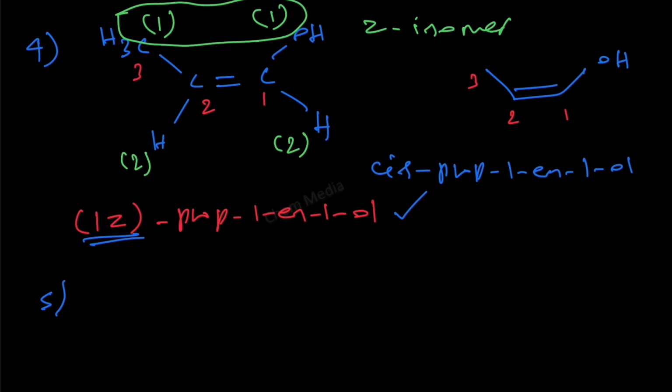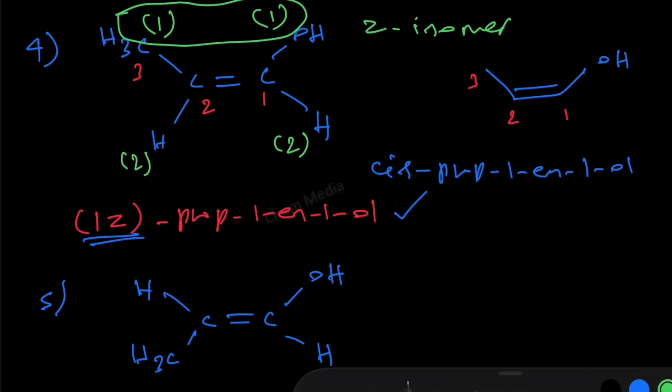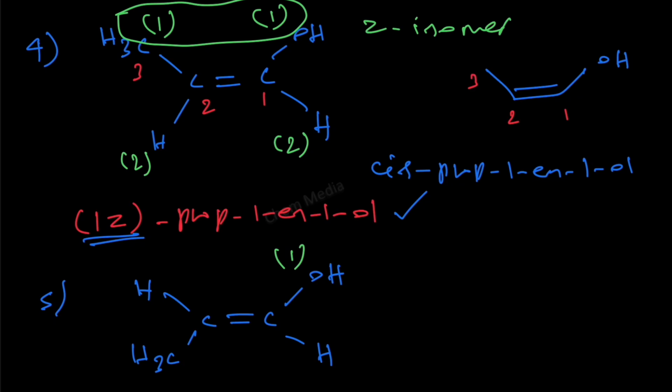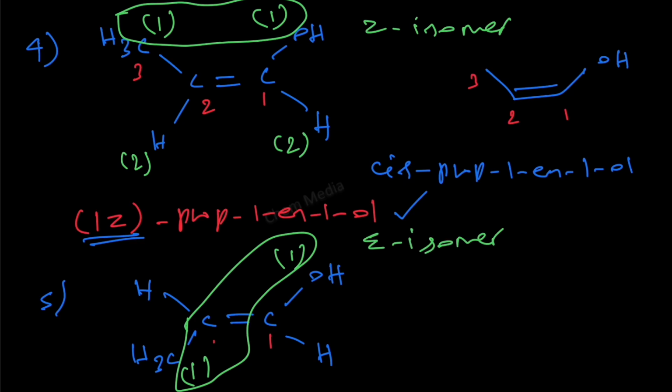And then let's write the trans isomer. So hydrogen would be on the opposite side. So this means HC and then H3C on one side, and then on the other side we will retain everything as it is. So now the priorities are on the opposite side, isn't it? Higher priorities are on the opposite side here. So therefore this is an E isomer. 1, 2, 3. And the proper IUPAC name for this molecule is, in parenthesis, 1E prop-1-en-1-ol.